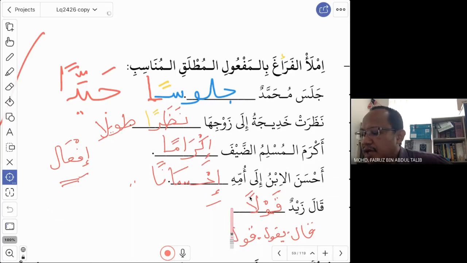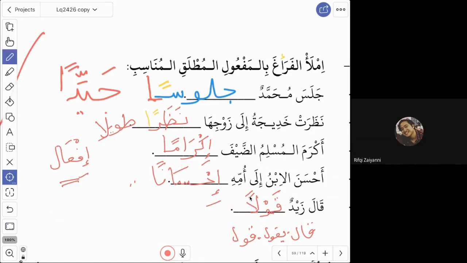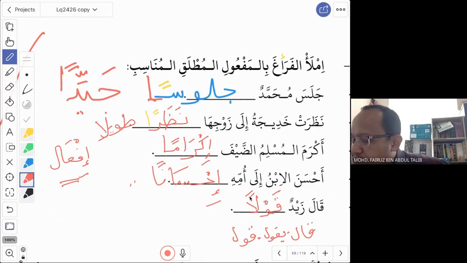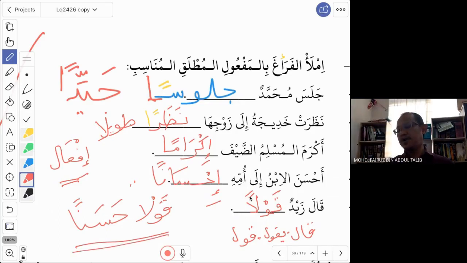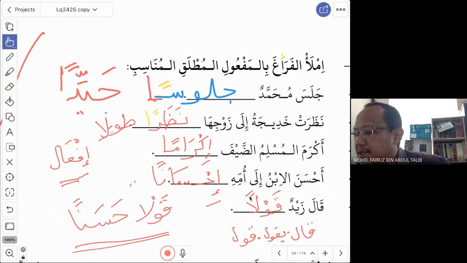What if you want to add another adjective, another word? What kind of word did Zaid say? You want to explain, not to emphasize anymore. You want to explain what kind of word? Hasanan. Qawlan hasanan. Good. Yes, you can say, he has said qawlan hasanan. So now the function has changed from emphasis to explaining the type of the action. Okay, so this is the second tadrib.